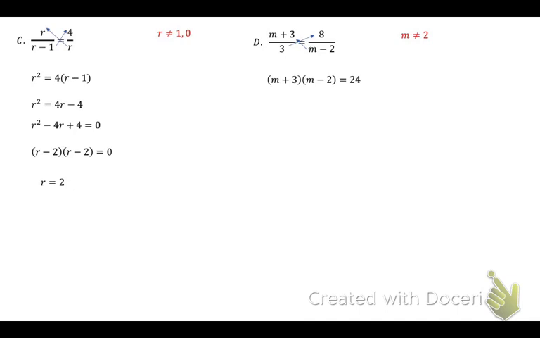We need to FOIL that out or distribute it or use the box. So that's m squared minus 2m plus 3m minus 6 equals 24, which is m squared plus m minus 6 equals 24. Subtract that 24 over. m squared plus m minus 30 equals 0. So that's m plus 6, m minus 5, sorry. So m equals negative 6 and positive 5. You can have two answers. Neither one of those are the restriction, so we're good.